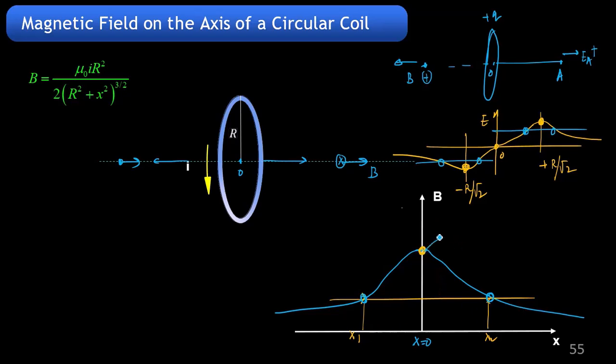Here the maximum is at the center position. If I move away from the center, then the magnetic field is decreased. If I move away from the center in the left hand direction also, then the magnetic field is going to decrease. So there is the difference between the magnetic field and the electric field.